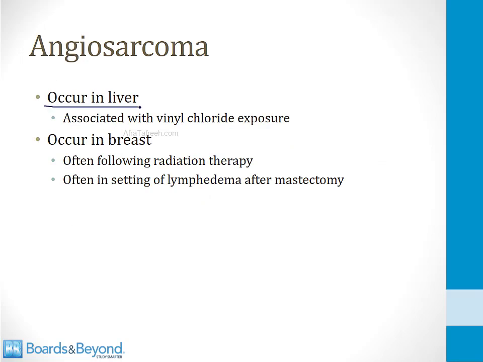Angiosarcomas can occur in the liver, and I talk about these tumors in the GI video on liver tumors. They're associated with environmental exposure to vinyl chloride. They can also occur in the breast. This is often in women who have previously had breast cancer and had radiation therapy, which can damage blood vessel lining. In addition, this often occurs in women who have lymphedema after a mastectomy. That lymphedema can cause lymph vessels to chronically swell, and that can trigger the endothelium to become abnormal, and that can lead to an angiosarcoma of the breast.